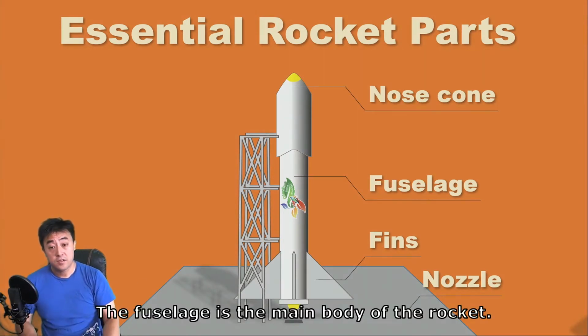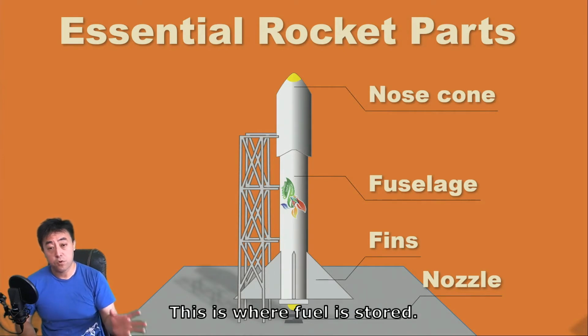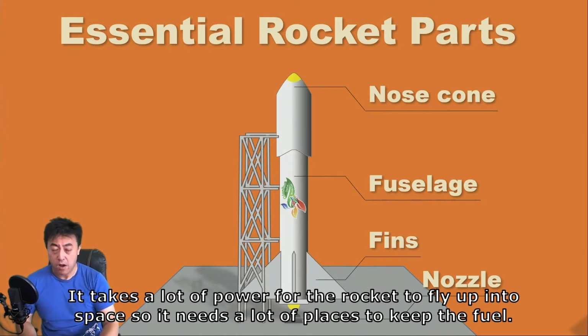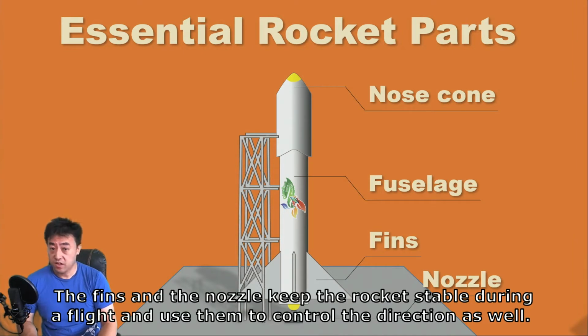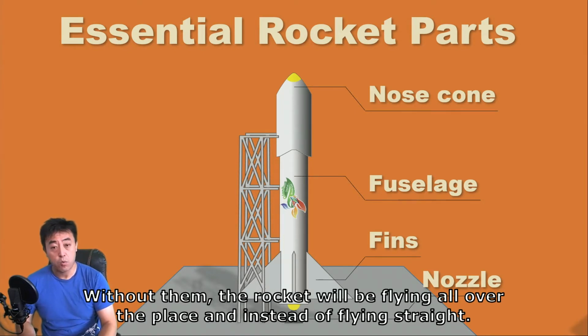The fuselage is the main body of the rocket. This is where fuel is stored. It takes a lot of power for a rocket to fly up into space, so it needs a lot of space to keep the fuel. The fins and the nozzle keep the rocket stable during the flight and are used to control the direction as well. Without them, the rocket would be flying all over the place instead of flying straight.